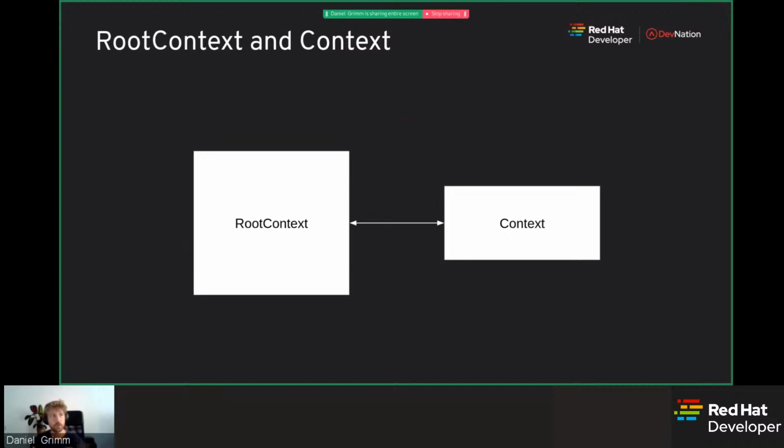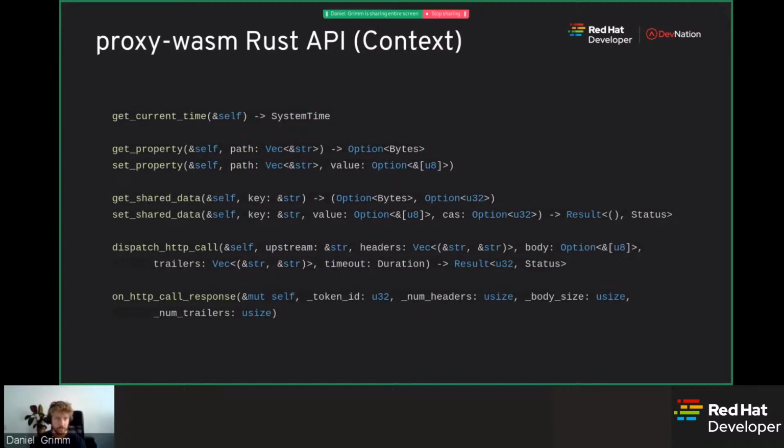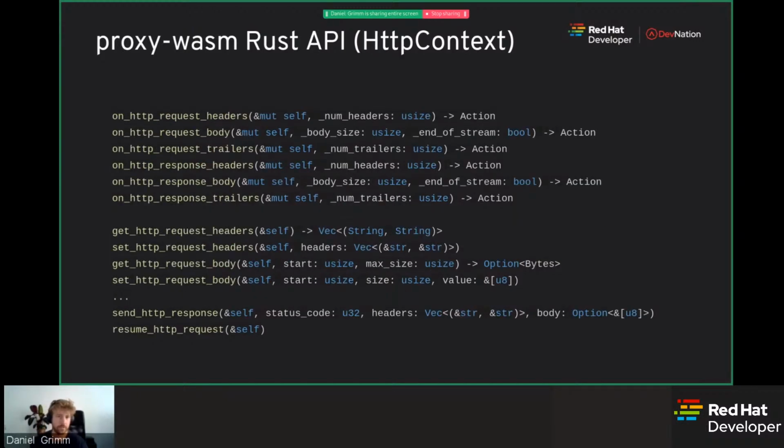If you want to share things across workers, you have a few ways to share data between instances of your filter, but also with other filters. There are things like get shared data, set shared data. What I'm using is dispatch HTTP call, because for OpenID Connect, you need that to actually retrieve the token. And on HTTP call response is the equivalent to then actually read the response. That's why I need JSON as well, because the response is in JSON. And on the HTTP context, you have the callbacks. When the request headers come in, you can do something with them, and you can return an action. Action is basically just stop here or continue.